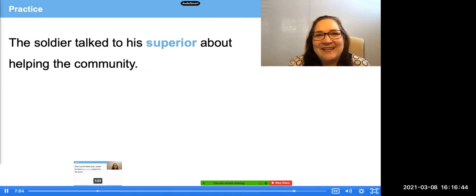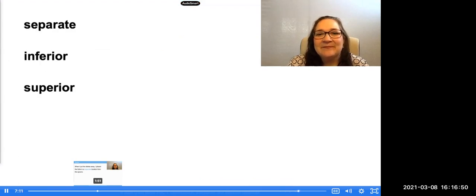Thank you for practicing reading that sentence. Remember, when we practice reading, we can become better readers. To review, here are the 3 words we practiced today. Let's say them each one more time.